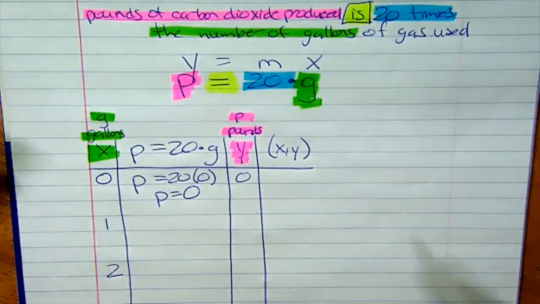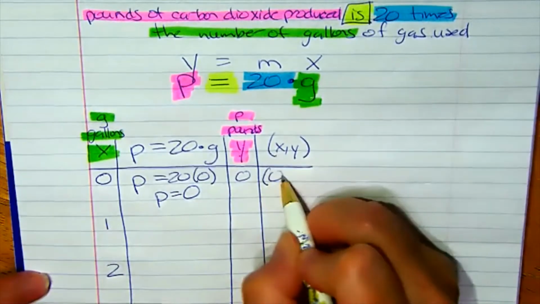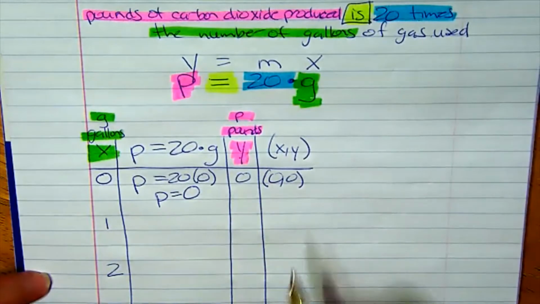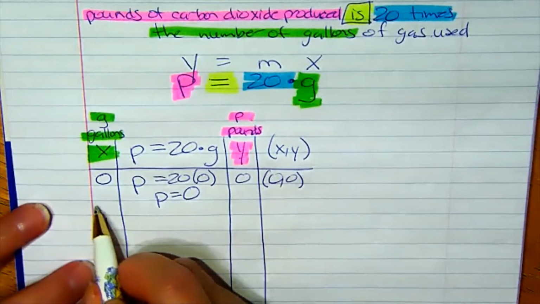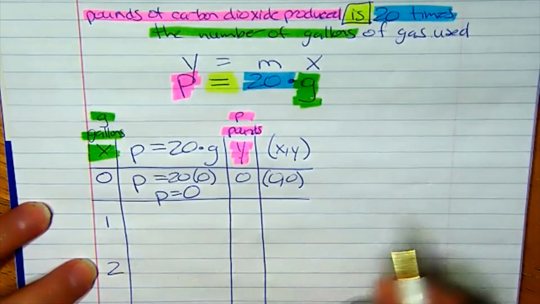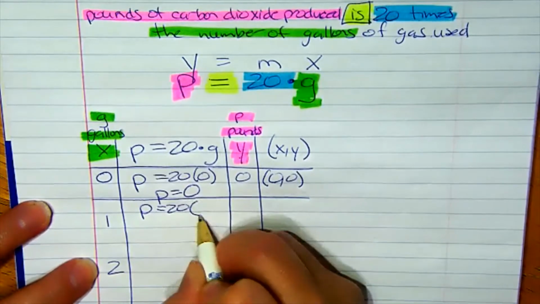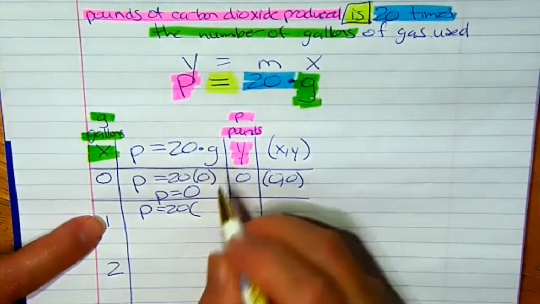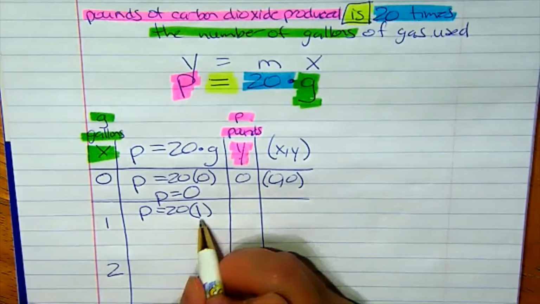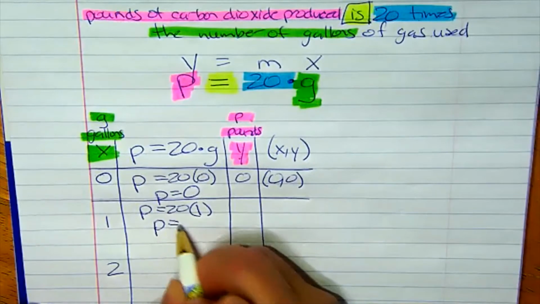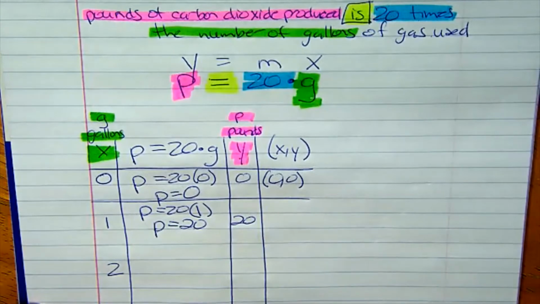And that kind of makes sense. 0 going in, 0 coming out. 0 gallons going in, 0 pounds of carbon dioxide coming out. Now let's try 1. So my pounds are equal to 20 times, I've got 1 gallon going into the car. So if I put 1 gallon in, I get 20 pounds of carbon dioxide out.